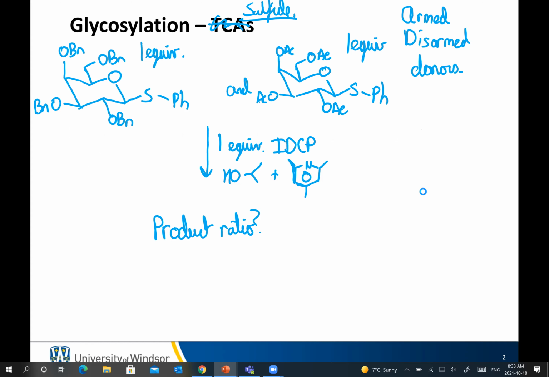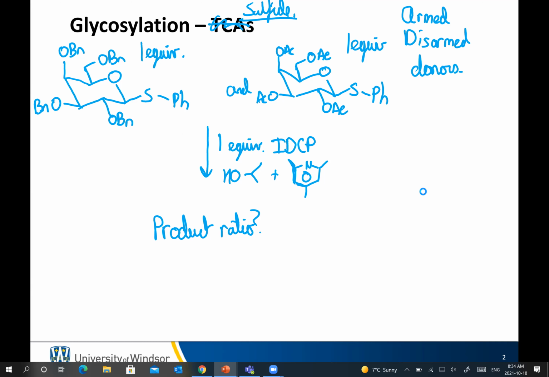So at the end of the last class, I put this thing up. We've got one equivalent of each of these two sugars. One's benzoyl protected, one's acetate protected. We add in one equivalent of IDCP. We discussed last class how IDCP activates thioethers. These are thioethers. So in total we have two equivalents of thioether and one equivalent of IDCP, so we're going to activate half the thioethers. Then we add in some isopropanol, that's going to be our nucleophile. And we add in some collidine, and that's going to just scoop up any excess protons that hang around and could cause us some grief.